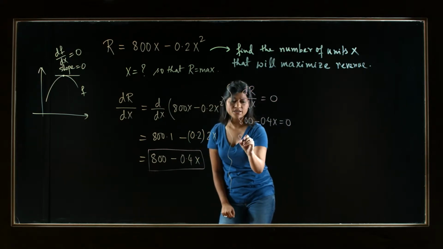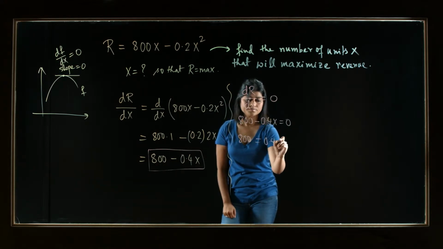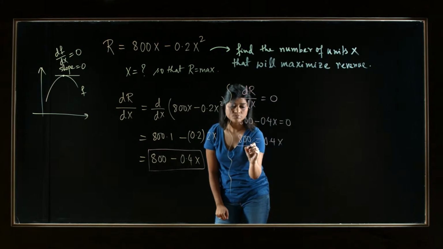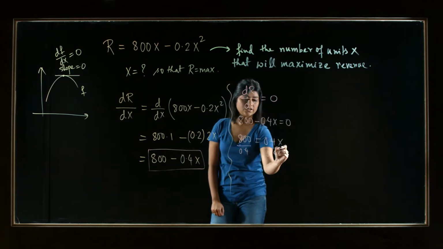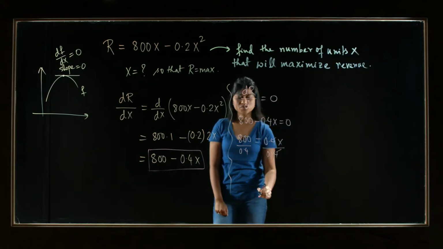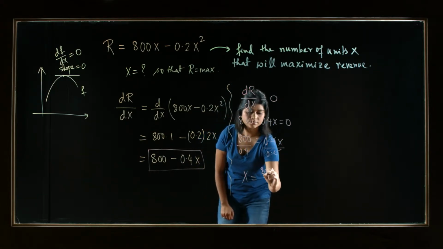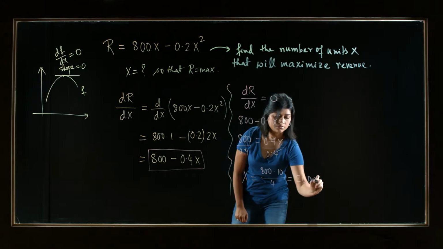So let's keep the 800 on the left side, take the 0.4x on the right, and then we divide by 0.4. So on the right hand side, the 0.4 cancels, and we get x is equal to 800 times 10 over 4, and that is 2000.